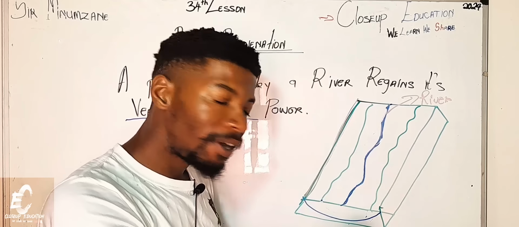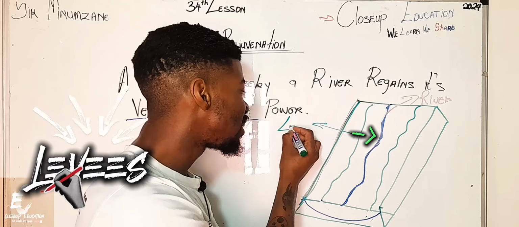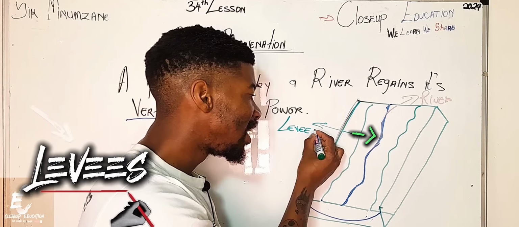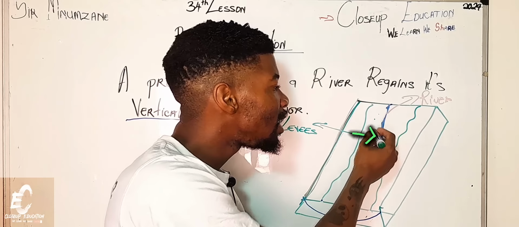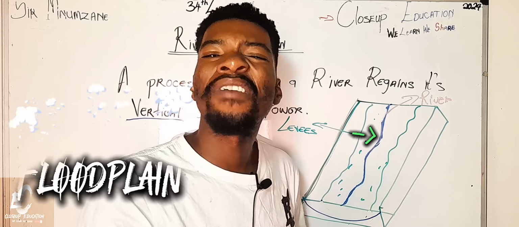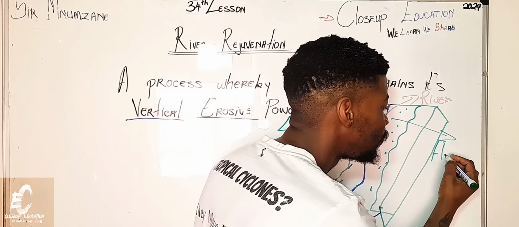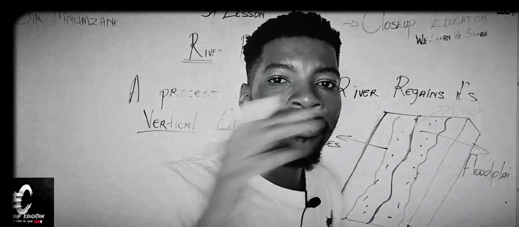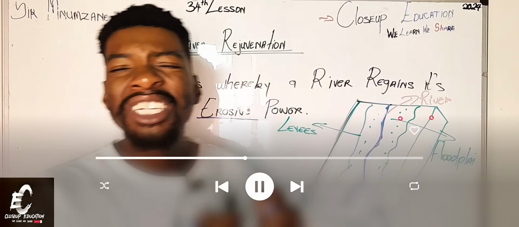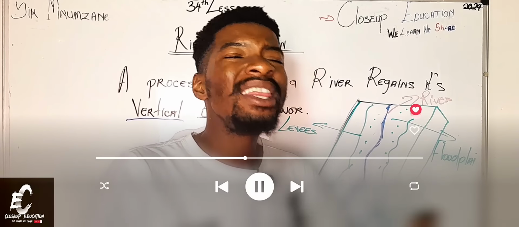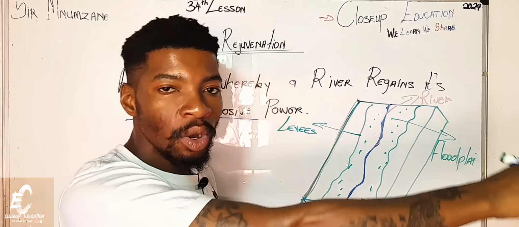Okay, this is the river, and this is what we call our natural levees, guys. If these are our levees, that means this area has to be our floodplain. And where do we find our floodplain? We find it at the lower course. And I told you that river rejuvenation is likely to happen where the river is already losing its energy. So you find your floodplain at the lower course.